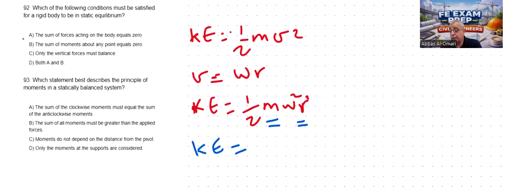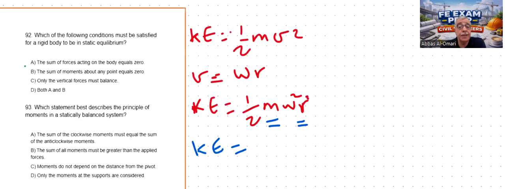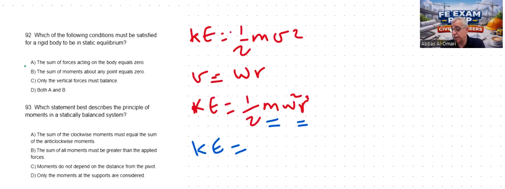Which of the following conditions must be satisfied for a rigid body to be in static equilibrium? Also, this question repeats in the FE exam. For static equilibrium, the summation of forces should be zero, and the summation of moments should be zero. When you analyze an object in static equilibrium, you apply sigma Fx equals zero, sigma Fy equals zero, and sigma moments equal to zero. So the sum of forces acting on the body equals zero, this is correct.